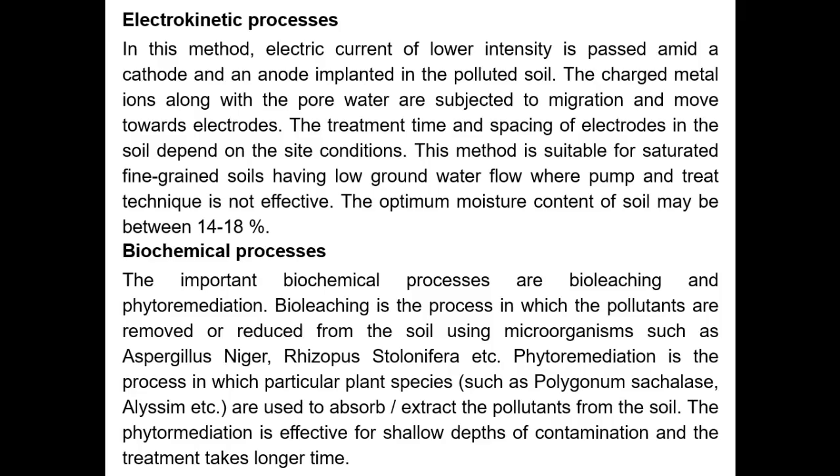Next method is biochemical processes. The important biochemical processes are bioleaching and phytoremediation. Bioleaching is the process in which the pollutants are removed or reduced from the soil using microorganisms such as Aspergillus niger, Rhizopus, etc. Phytoremediation is the process in which particular plant species are used to absorb or extract the pollutants from the soil. The phytoremediation is effective for shallow depths of contamination and the treatment takes longer time.